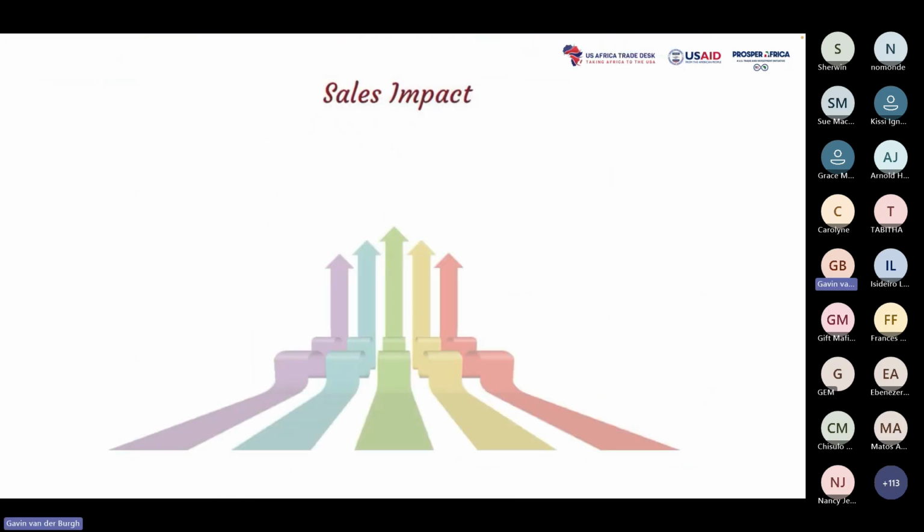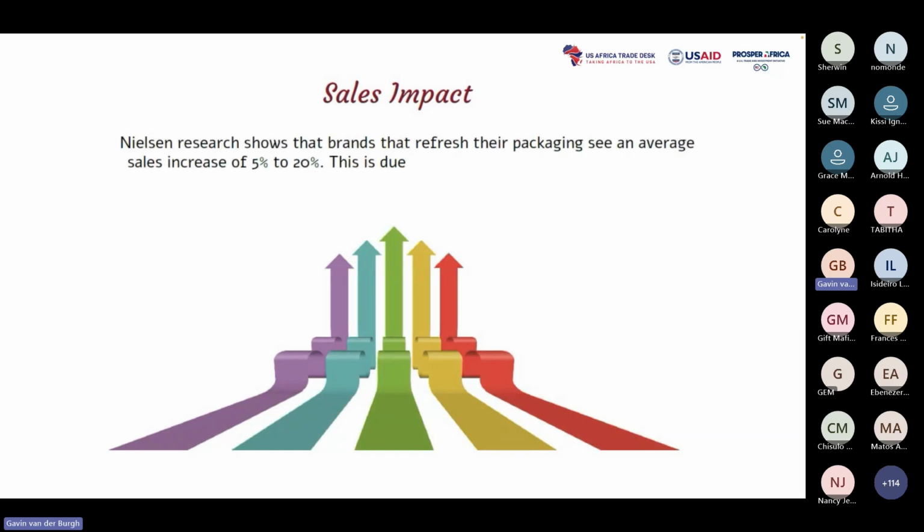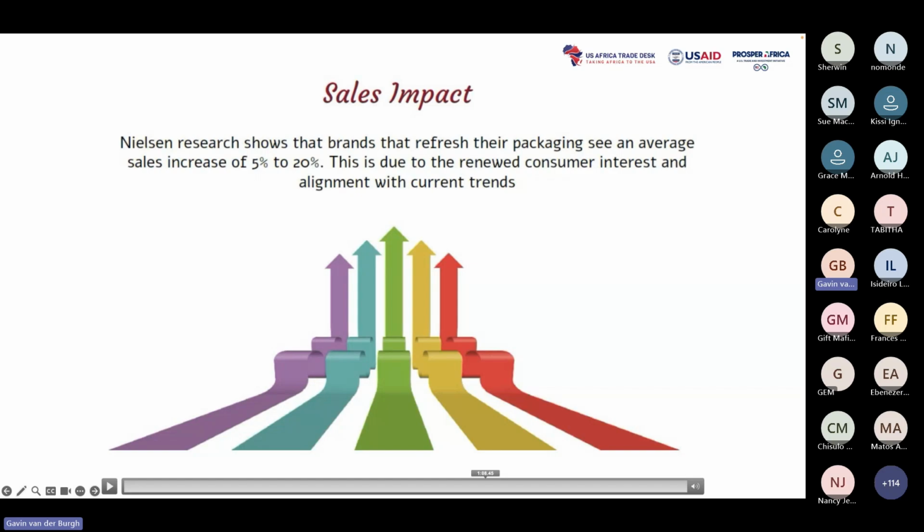What impact is this going to have on your sales? Okay, so if you are staying relevant, the Nielsen research shows that your packaging, if relevant, refreshed, impactful, will see an increase of between 5 and 20%. This is because you're renewing consumer interest and aligning your product, even though it might be the same product, with current trends.